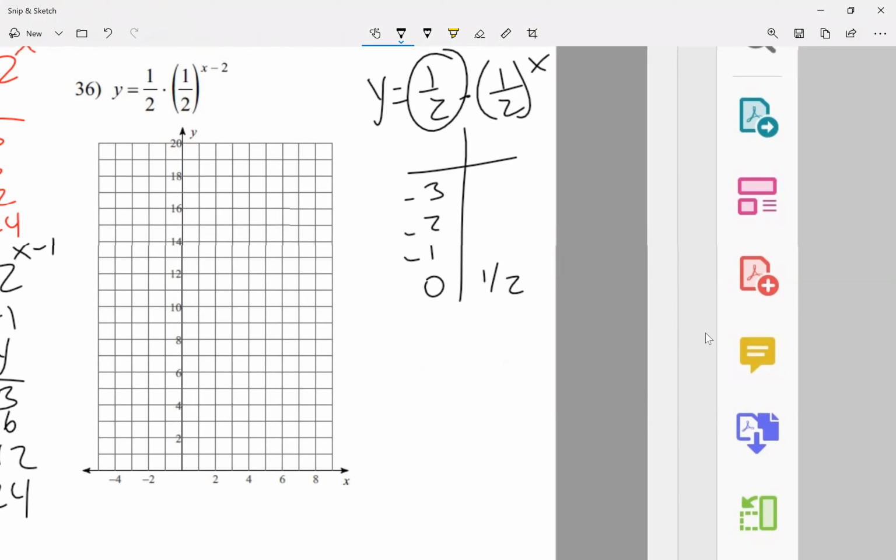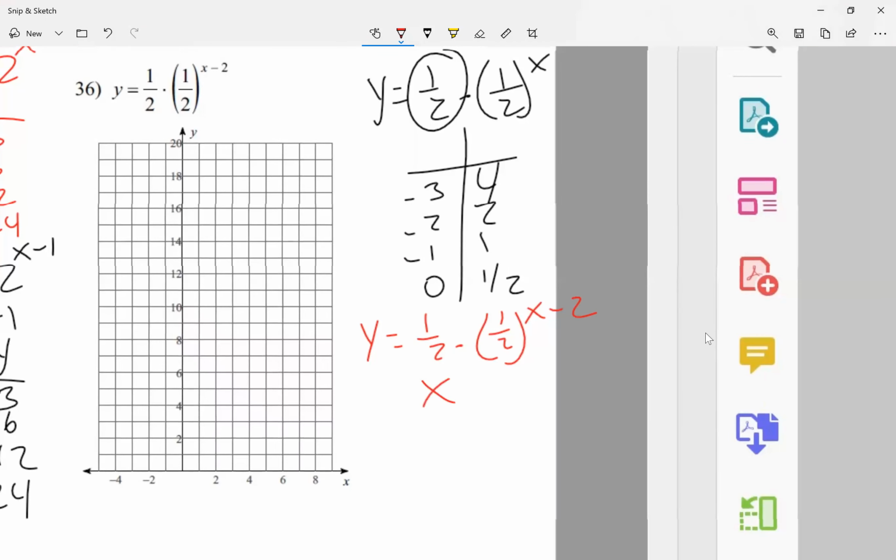I chose negative values of x because I'm going to multiply by the reciprocal. I don't want to deal with fractions. All right, the reciprocal of 1/2 is 2. So let me multiply by 2. 1/2 times 2 is 2 halves, better known as 1. And then times 2, and then times 2. Now let me think of the function y equals 1/2 times 1/2 to the x minus 2.